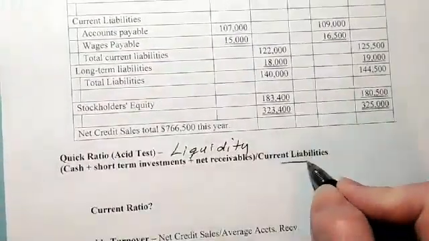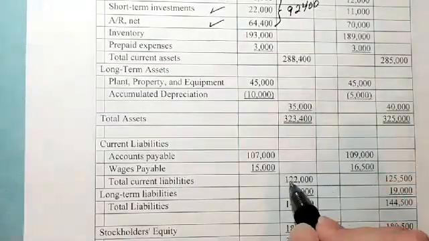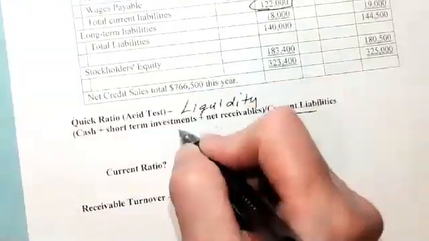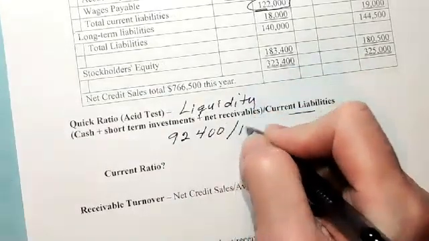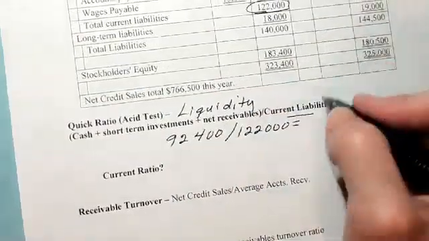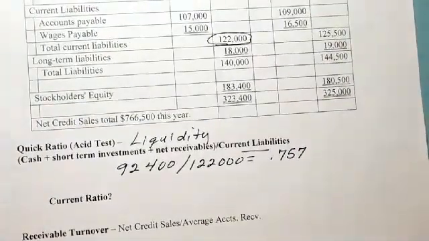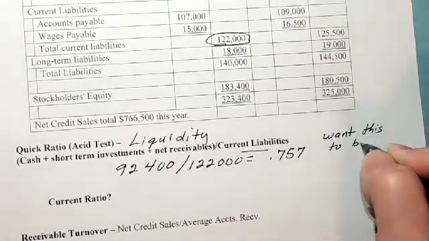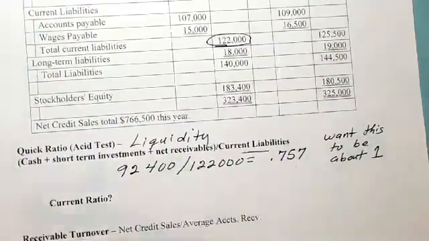And then we divide by our current liabilities, which normally will be given to you. Our current liabilities are down here. Those are our total current liabilities. 92,400 divided by 122 is 0.757. For this one, there's kind of a benchmark. We usually want this to be about 1. This one is a little below 1. We like above better.